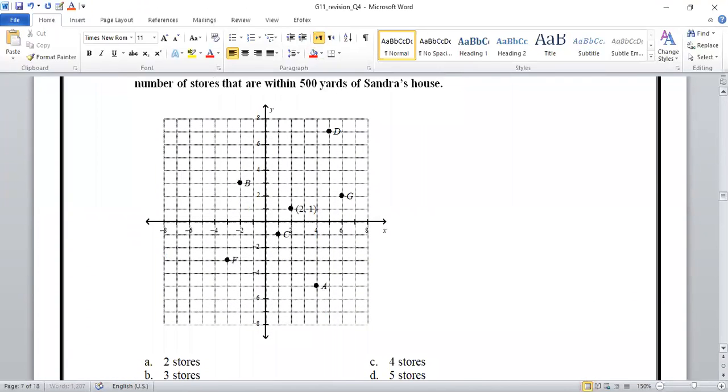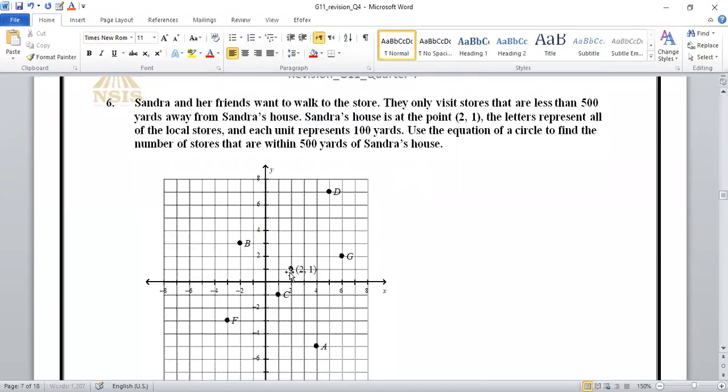As shown in the figure, Sandra's house is here. We need to find the number of stores that are within 500 yards, given that each unit equals 100 yards. This unit equals 100, this unit equals 100, and so on.